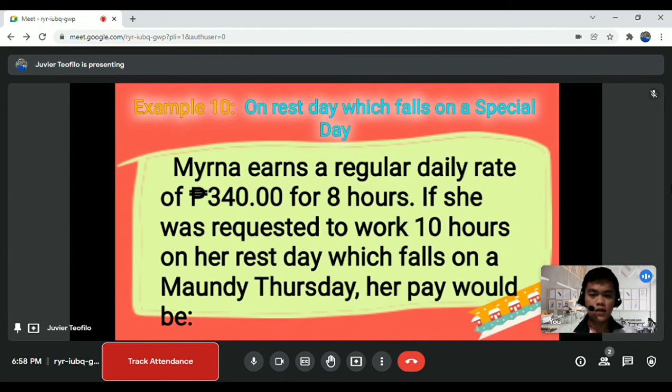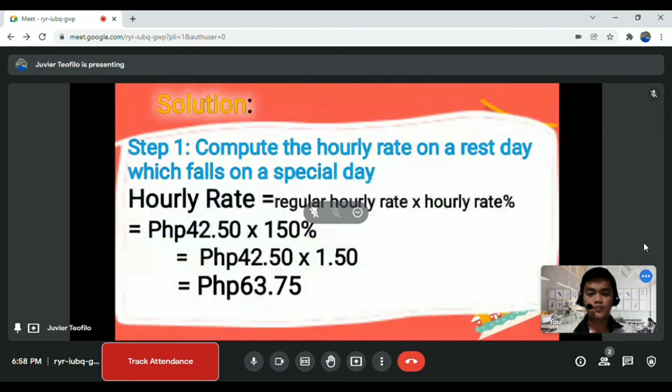Now, as you observe, our daily rate is the same and our hours is also the same. So we are going to compute the overtime payment in terms of rest day which falls on special day. So let's have the solution. Okay, step 1, compute the hourly rate on a rest day which falls on a special day. So our hourly rate is equal to regular hourly rate times hourly rate.